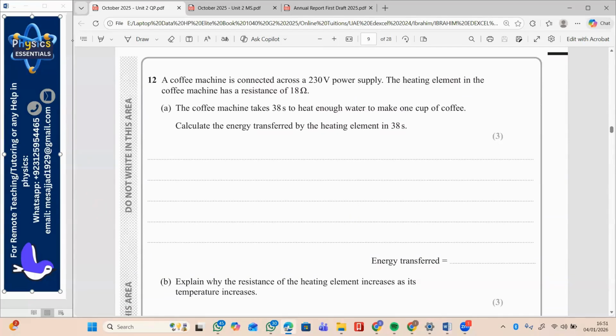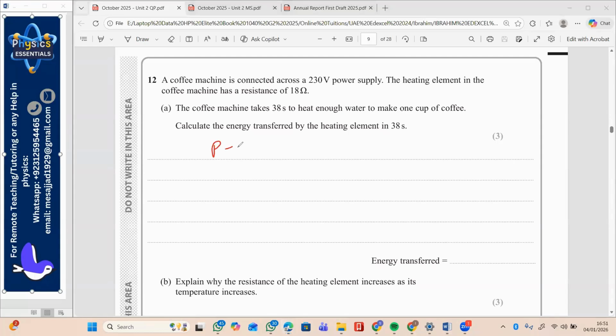A coffee machine is connected across a 230-volt power supply. The heating element in the coffee machine has a resistance of 18 ohms. The coffee machine takes 38 seconds to heat enough water to make 1 cup of coffee. Calculate the energy transferred by the heating element in 38 seconds.